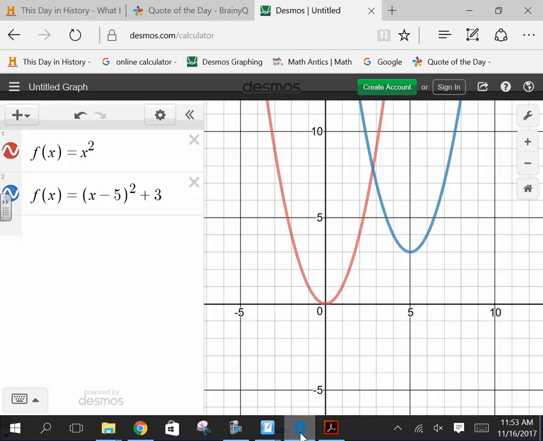Notice what happened from the first to the second. The vertex that used to be right here at 0, 0, moved 1, 2, 3, 4, 5 units to the right. Look at where you see 5. There's 5 right there. And not only did the vertex move 5 units to the right, it moved up 3 units. And where do you see 3? You see it right there.